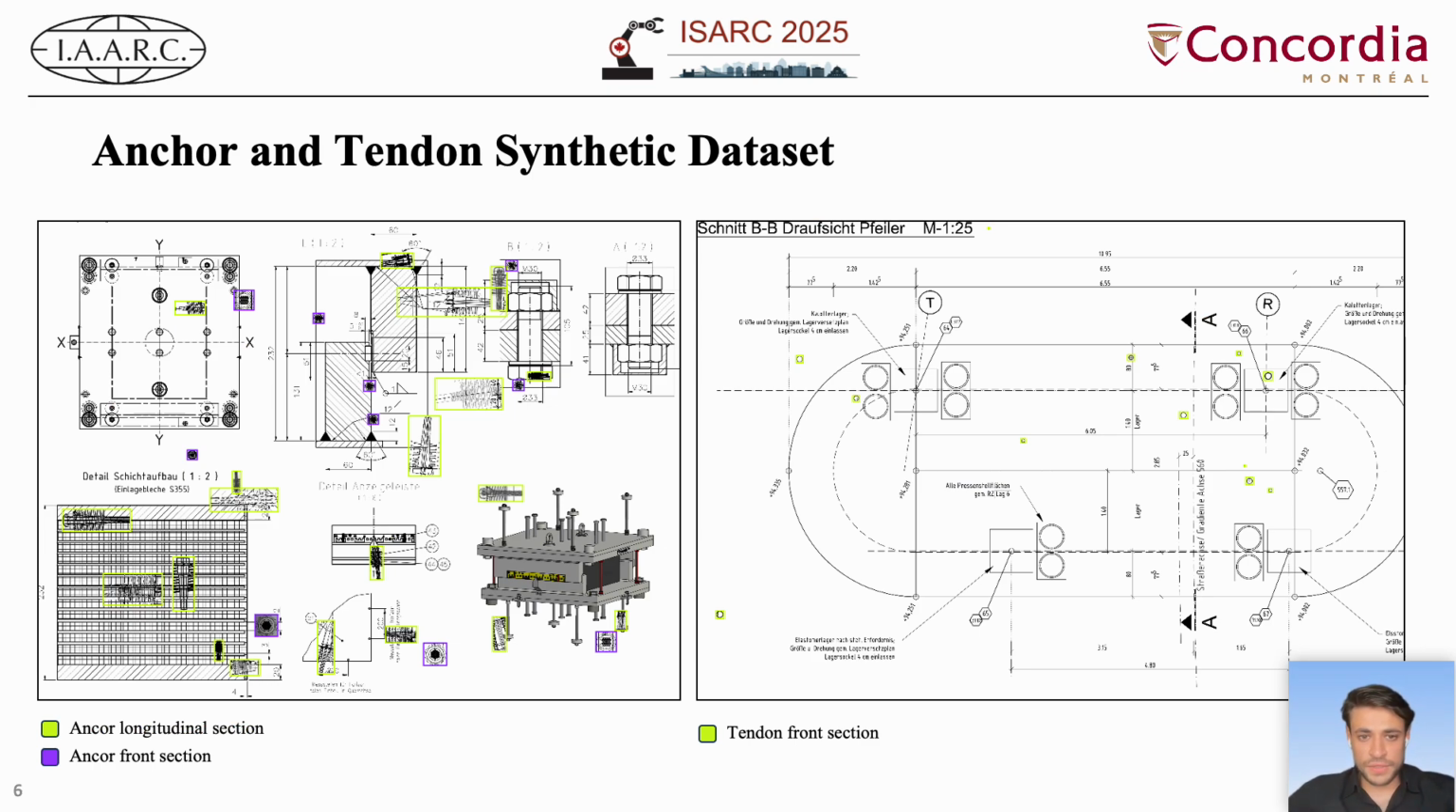For the anchor and tendon synthetic datasets, you can see here two different examples. The first one is an example from the synthetic anchor dataset. The purple ones are anchor front sections, and the green ones are anchor longitudinal section views. So we randomly overlaid those symbols onto those background images. On the right side, you see the tendon front section view dataset, and the tendons are these small green circles, which are randomly overlaid onto these background images.